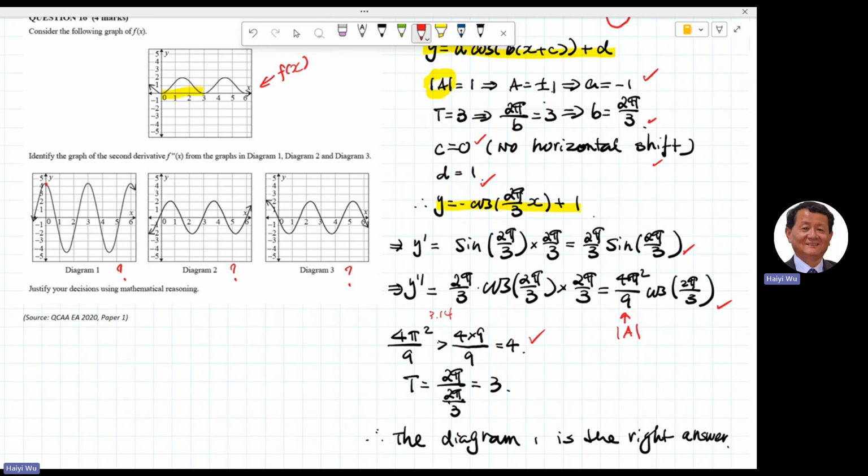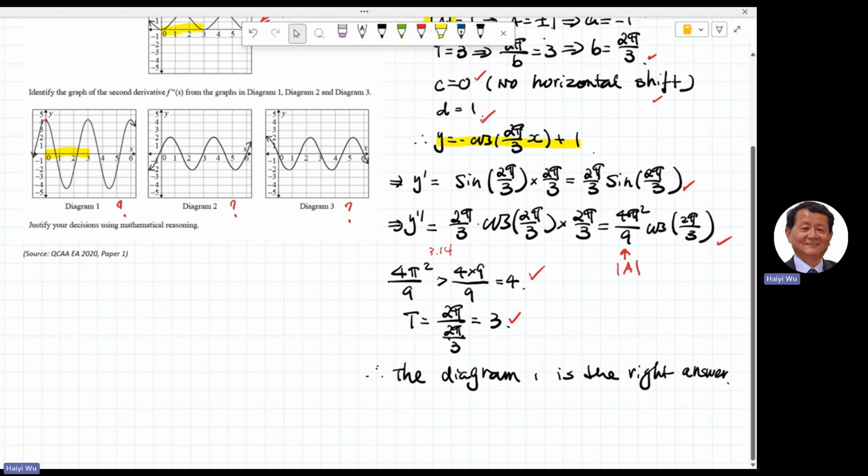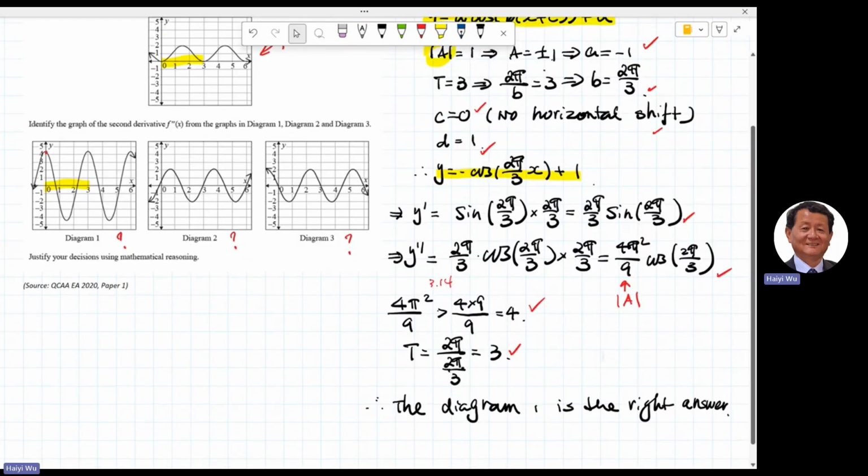Then we also want to double-confirm the period. We can see the period is 3. So let's try T equals 2 pi divided by 2 pi over 3. Yes, the answer is 3. Therefore diagram 1 is the right answer. So that's the double derivative function, and we solved that question.